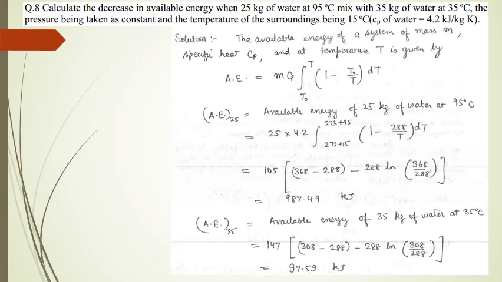So by putting the known values and the limits, we find the available energy of 25 kilogram of water as 987.49 kilojoule. By using the same expression, we find the available energy of 35 kilogram of water at 35 degrees Celsius as 97.59 kilojoule.